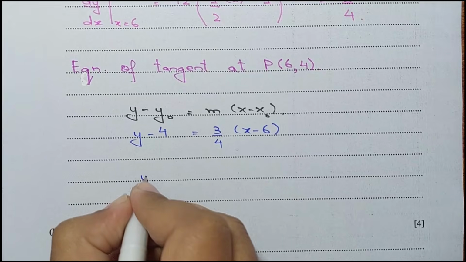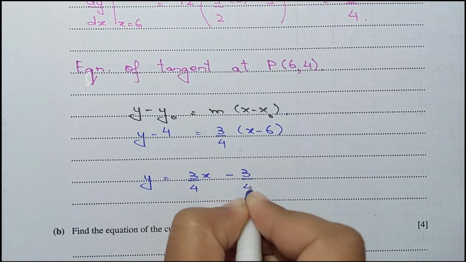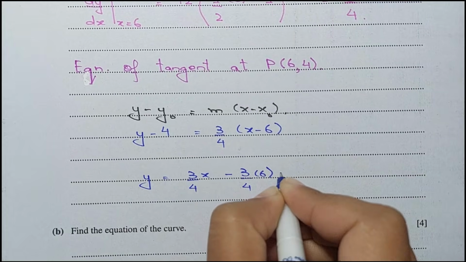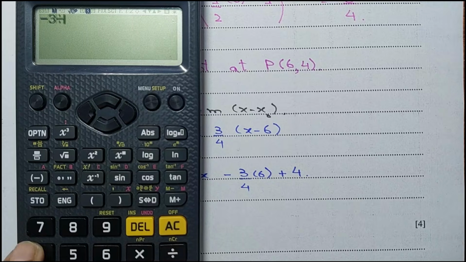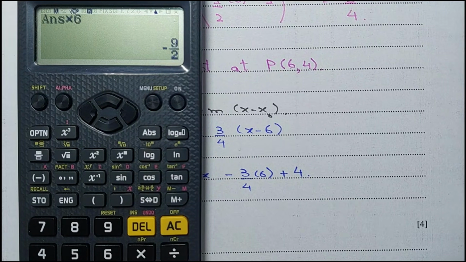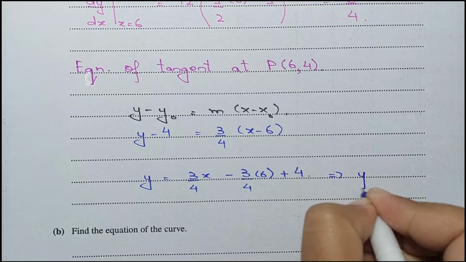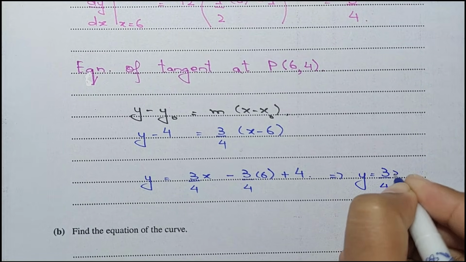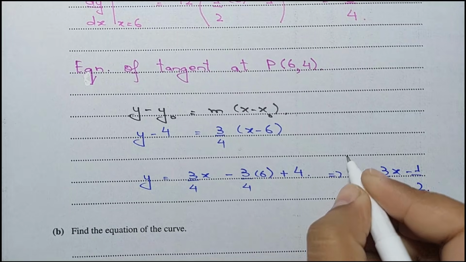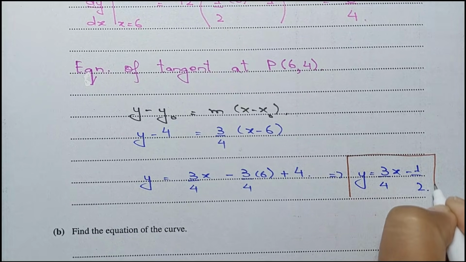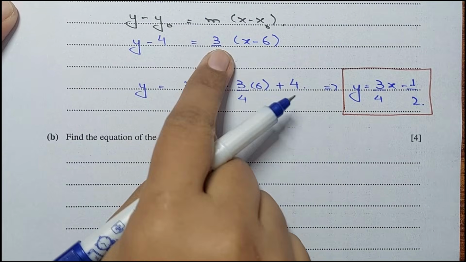Or you can do one more step. y equals 3 over 4 multiplying by x, minus 3 over 4 multiplying by 6, and shift the 4 to the other side, which is positive 4. So we can simplify: negative 3 by 4 multiplying by 6 and adding 4 is minus 1 by 2. So this would be y equals 3 by 4 x minus 1 by 2. That would be the equation of the tangent in simplified form. Both are okay, this one or this one.